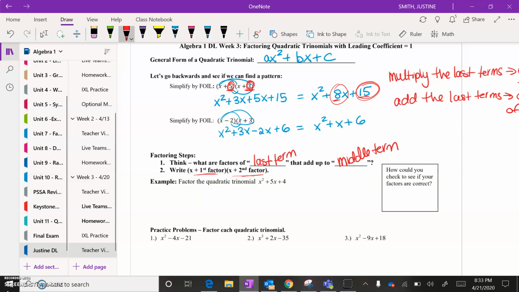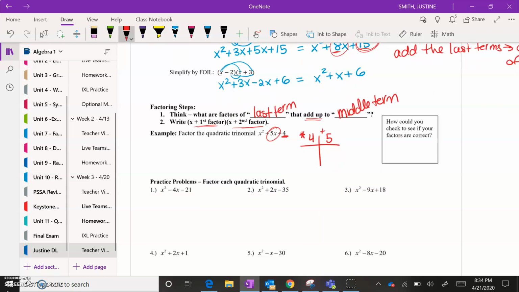So for example, if we look at this quadratic trinomial, we're saying, what are the factors of the last term here? What would multiply to 4 and what would add up to this middle term of 5? So what would multiply to the last term, what would add up to the middle term. We're going to look at the factors of 4 here. So 1 times 4 would obviously multiply to 4, and 1 plus 4 would add up to 5.